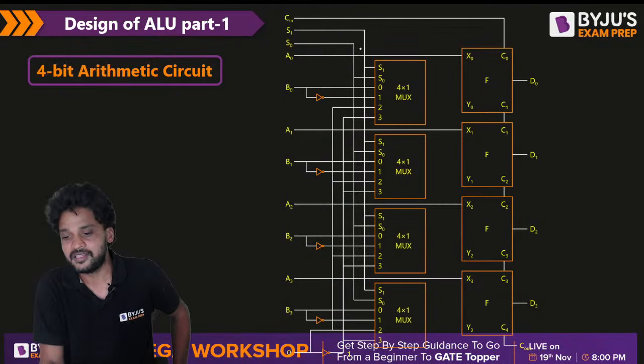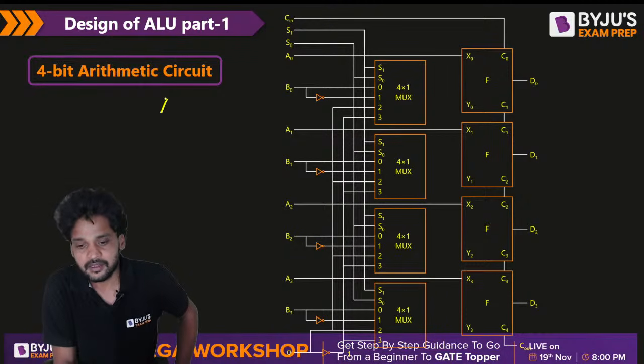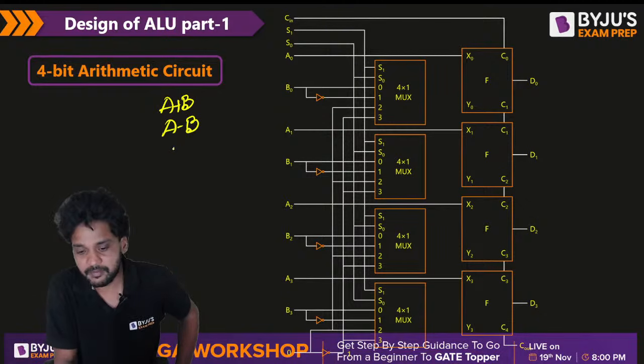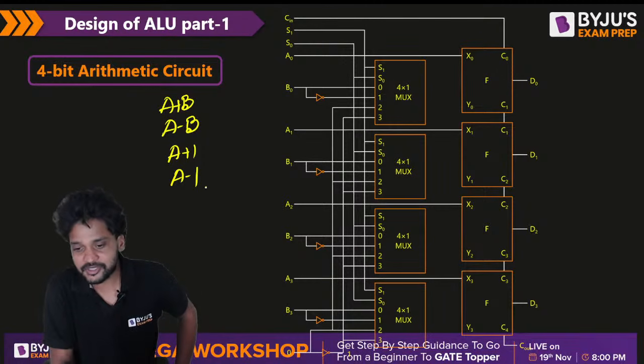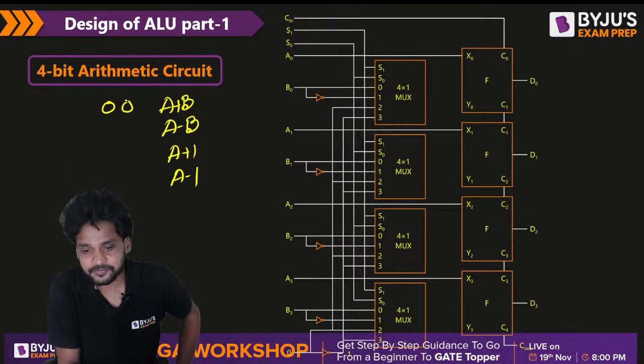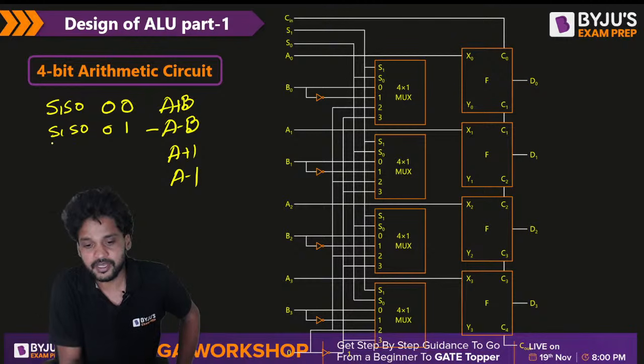Understand carefully, this arithmetic unit is capable of performing addition, subtraction, incrementing, decrementing. But for this, the multiplexer selection inputs S1, S0 must be equal to 0, 0 for addition, S1, S0 must be equal to 0, 1 for subtraction, and S1, S0 must be equal to 1, 0.